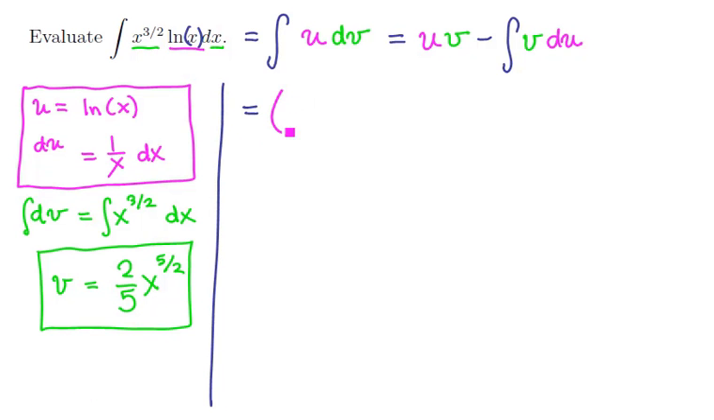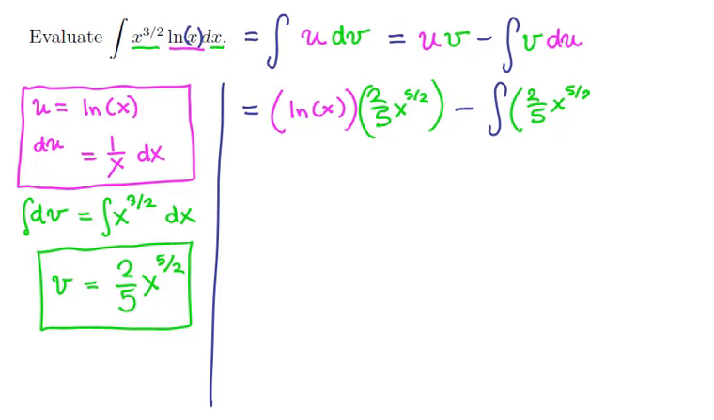Let's replace u by ln of x. Let's replace v by 2 fifths x to the 5 halves. So we have minus the integral. We'll replace v by the same thing, 2 fifths x to the 5 halves. And we'll replace du by 1 over x dx. And so now let's clean this up and keep going here.